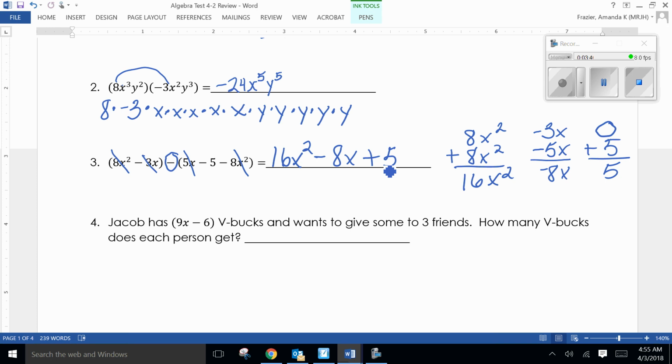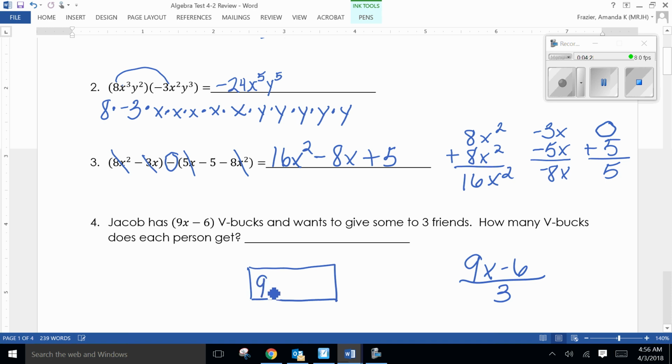Number 4, Jacob has 9x minus 6 V-Bucks and wants to give some to 3 friends. How many V-Bucks does each person get? Okay, so 9x minus 6, and he has 3 friends. So he really wants to take this and he wants to divide it with 3 friends. Okay, so remember there's multiple ways to divide. If I want to take 9x minus 6 and divide, I could do long division. I prefer my area model.